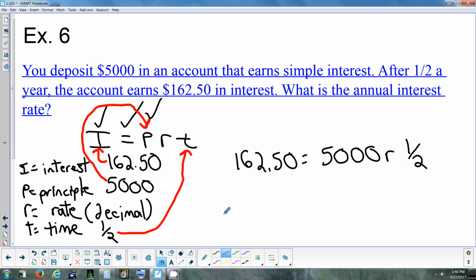Now, even though I have the R in between the 5,000 and the 1/2, what can I still do? Guys, listen, I would have done this in 3 minutes, but there's a question very similar to this on a test, so you want to pay attention. Okay. All right? So I got 5,000 and I got 1/2. What can I do with those two numbers?